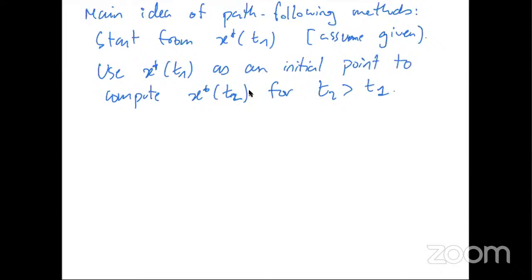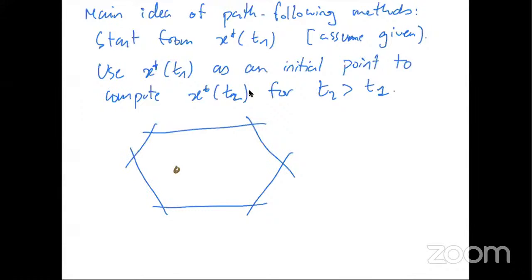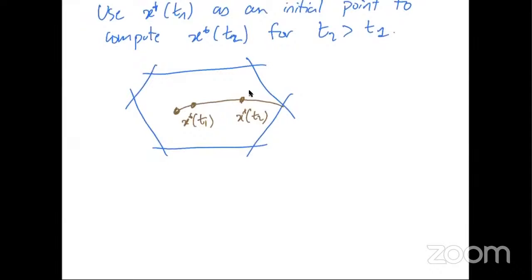Let me do kind of a zoom in here. So let's redraw the polyhedron, and let's draw my path. I assume that I have my x star of t1, and I want to use it to compute my x star of t2, the minimizer of my function f at t2. So obviously there are two conflicting objectives. On the one hand, I would like to increase t2 fast so that I can reach x star of infinity. This is my goal.